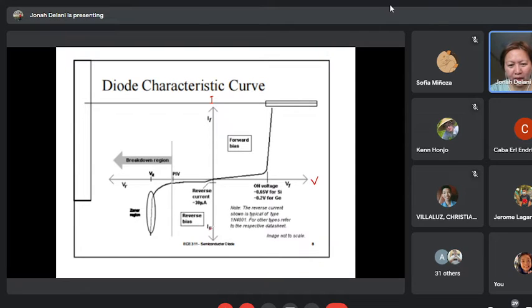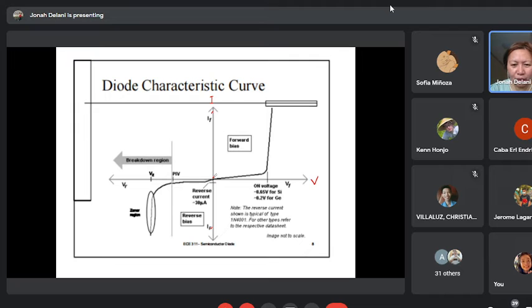Nasa ubos IR, nara diri sa positive side ang forward bias. So anyway, let us look at the diode characteristic curve. Ato sa i-describe ha, then we will have a short break.